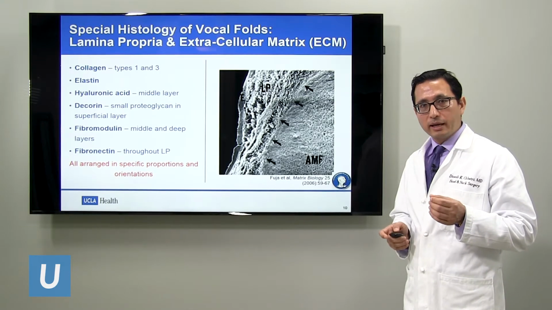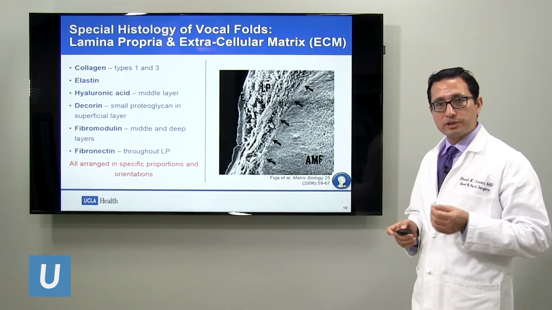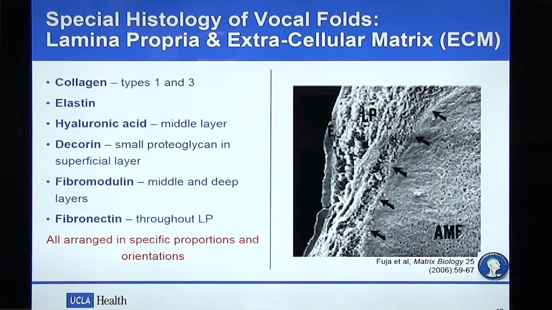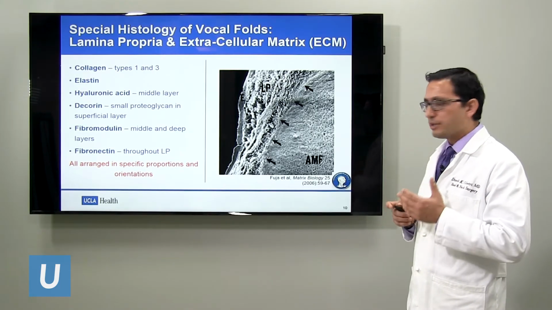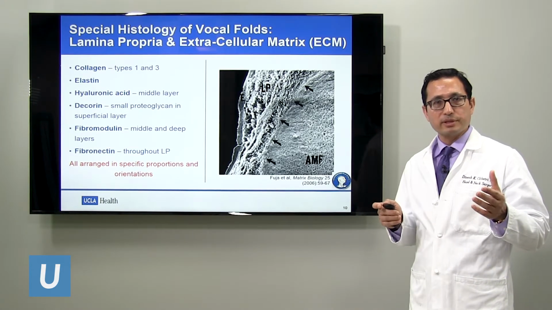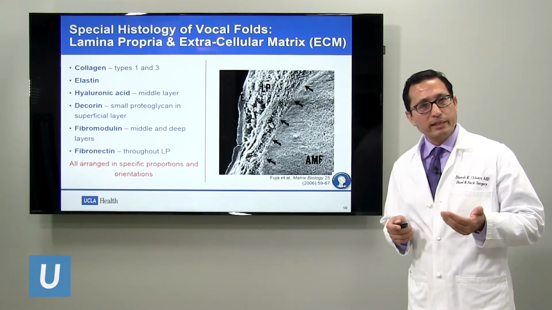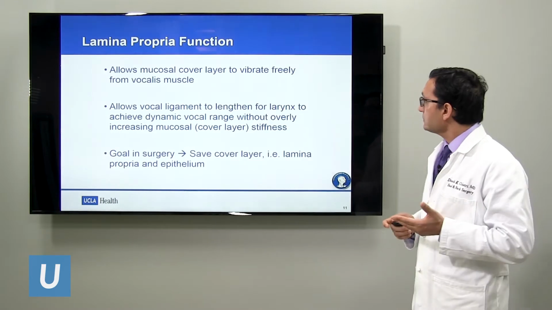This layer has very specialized extracellular matrix proteins. These consist of collagen, elastin, hyaluronic acid, decorin, fibromodulin, and fibronectin. And the importance of this is that they're all arranged in very specific proportions and orientations. And we don't really have a way to replace this layer.